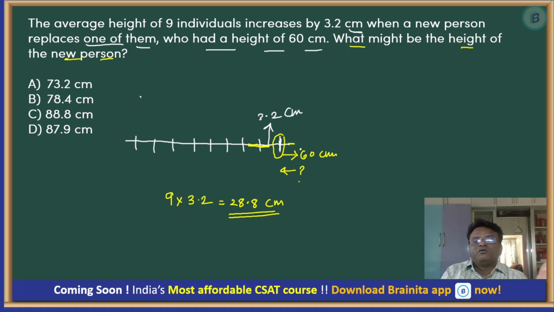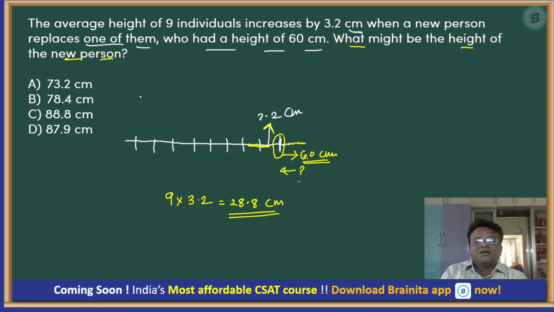Okay, when you are removing that person and adding a new person, if you add a person of 60 centimeter height and remove a 60 centimeter ka person, then your average will remain the same, right? There will be no difference. But you are taking the average up by 3.2 centimeters. That means the height of this person has to be greater than this 60 centimeters. By how much? By 9 into 3.2.